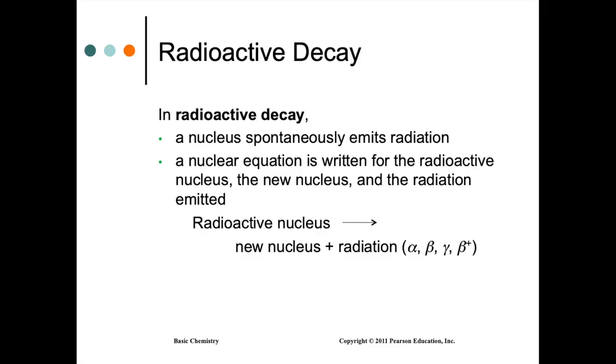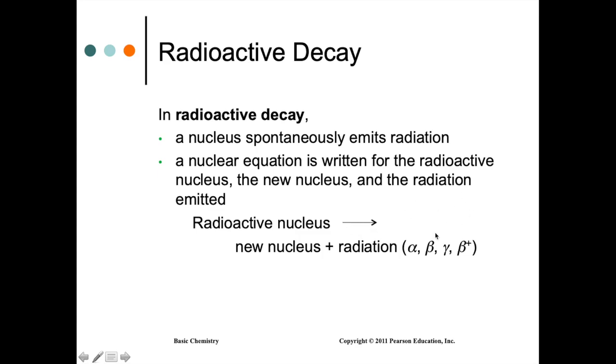The way we do this is we write the radioactive nucleus that we're starting off with on the left of our equation. It's sometimes called a parent nucleus, or a parent isotope as well. We then follow it with an arrow showing that it's changing.